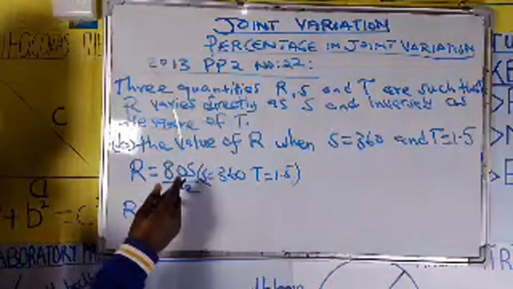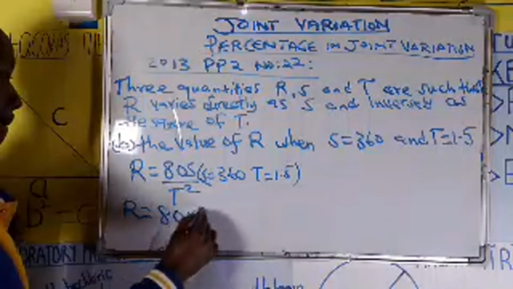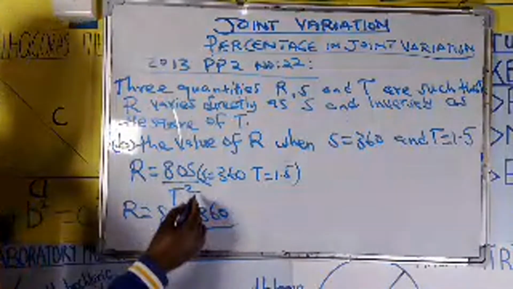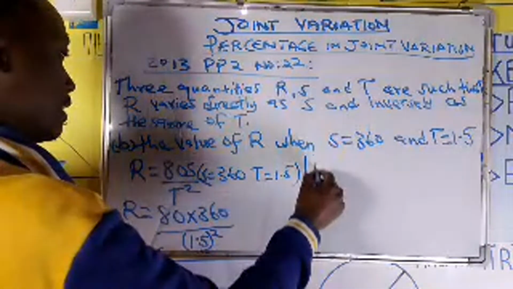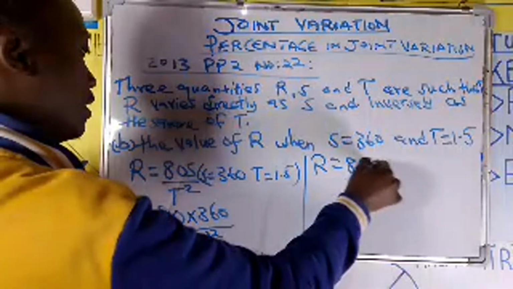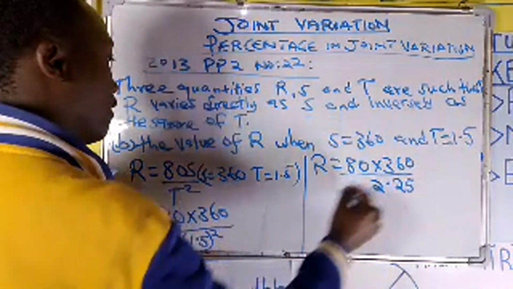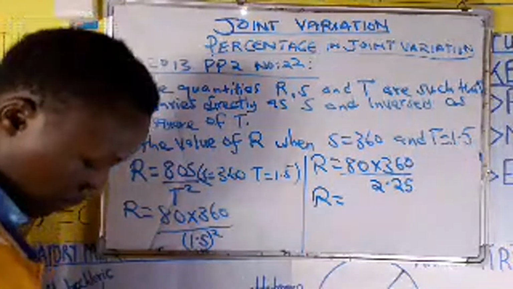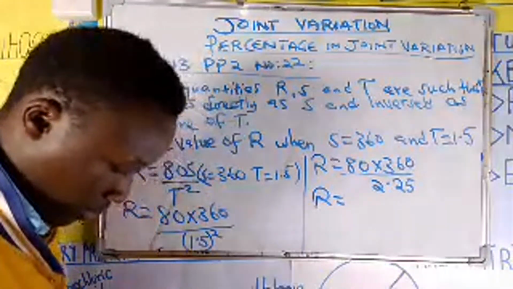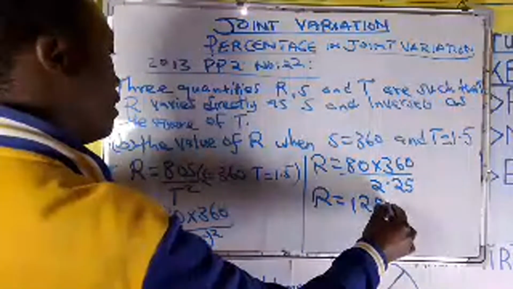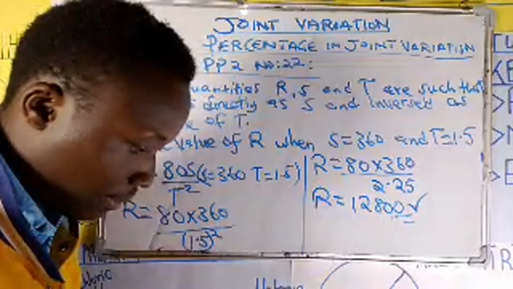So it is going to be 80 times 360 over t squared, which is 1.5 squared. So that is going to give us R is equal to 80 times 360 over 2.25. And once we do that, we will get our R is equal to 12,800. And by doing that, we are done with that part.